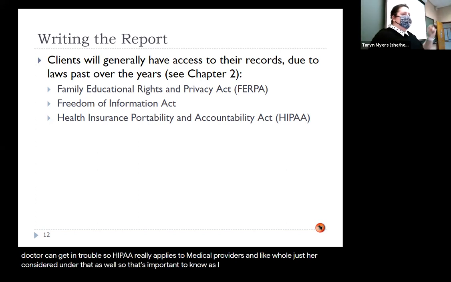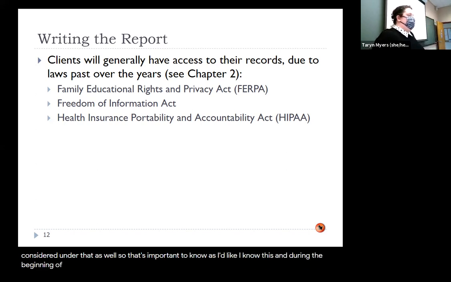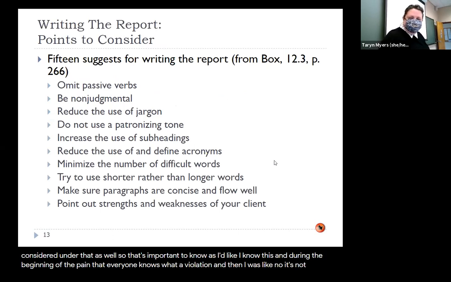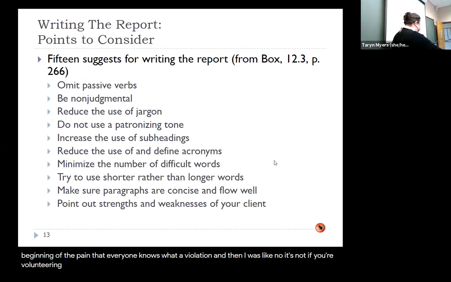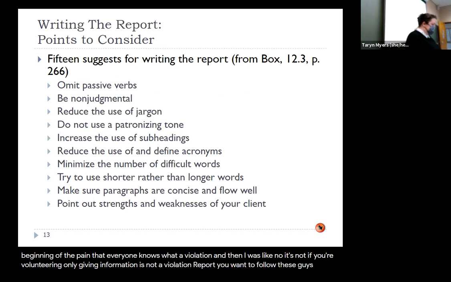Because I know this, and during the beginning of the pandemic, I was like, this is a HIPAA violation. And then I was like, no, it's not. If you're voluntarily giving the information, it's not a HIPAA violation. All right, so when you write the report, you want to follow these guidelines.